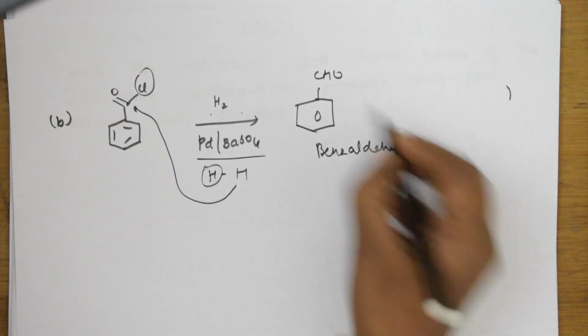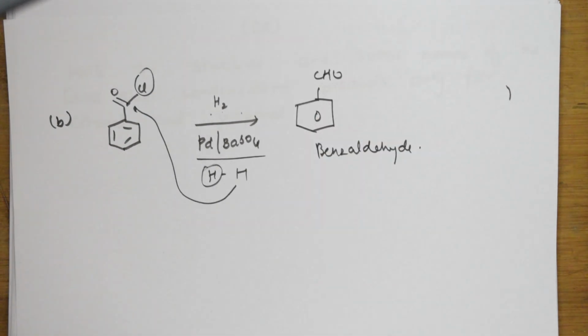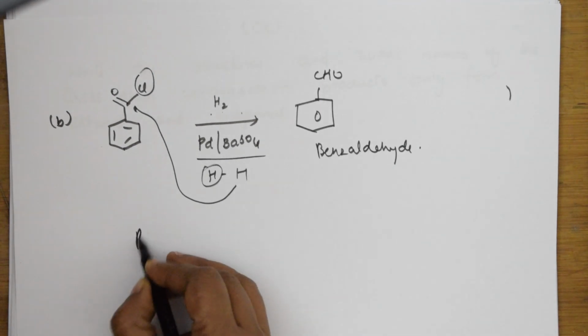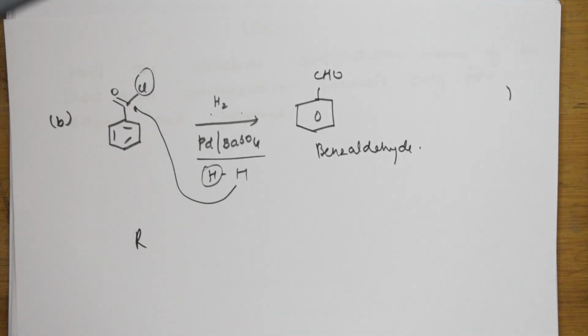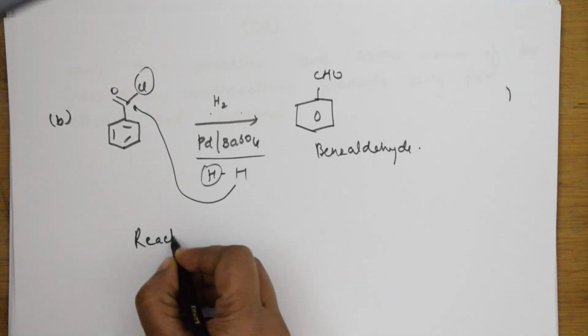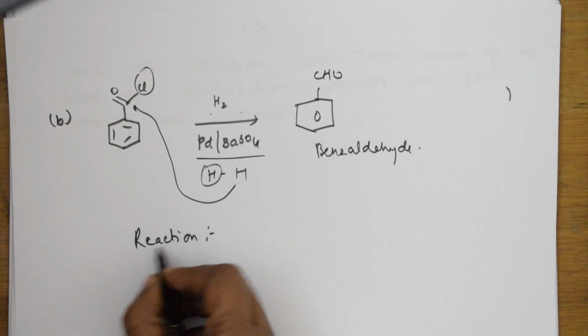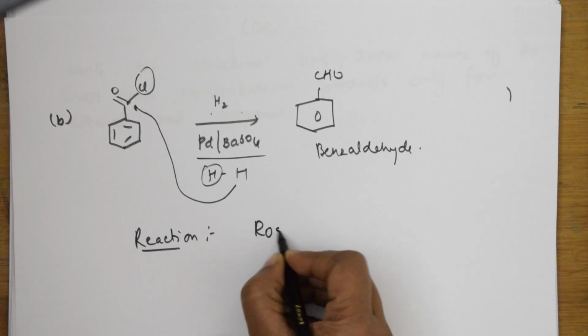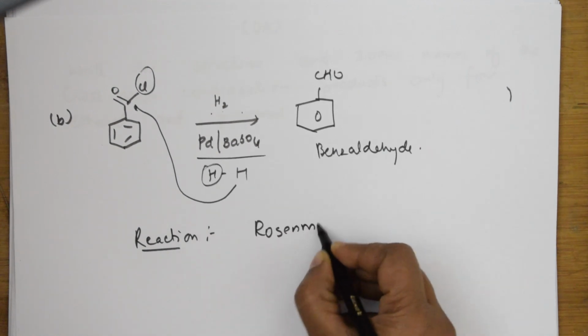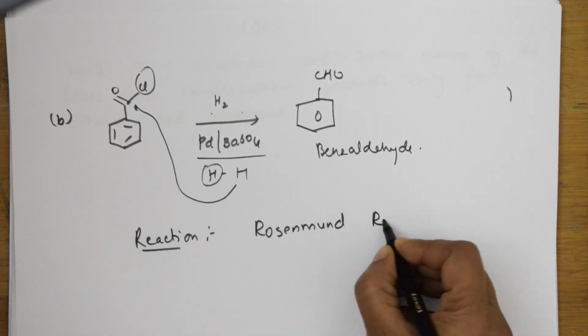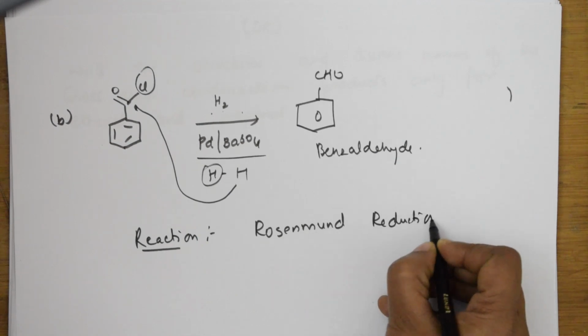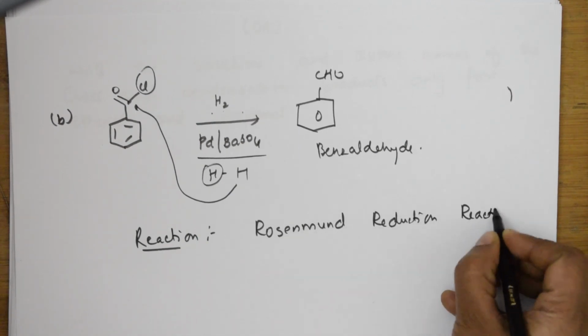Benzaldehyde. Right? So what is the name of this reaction? The reaction is Rosenmund reduction. Rosenmund reduction reaction. And what is the name of the product?